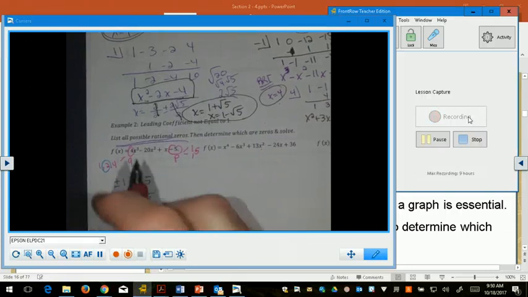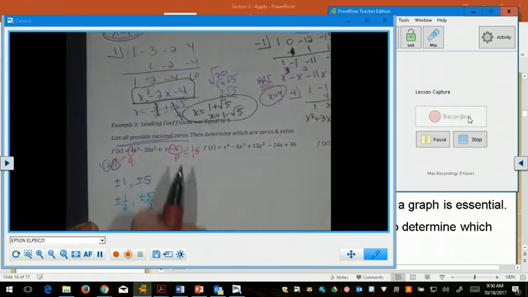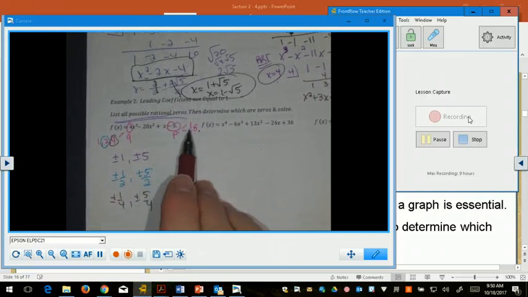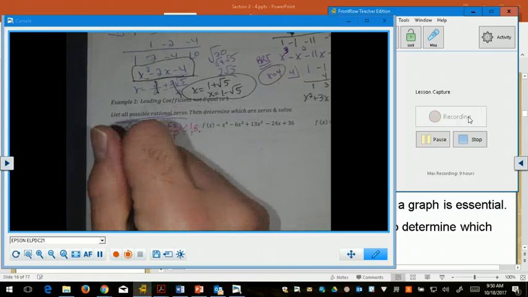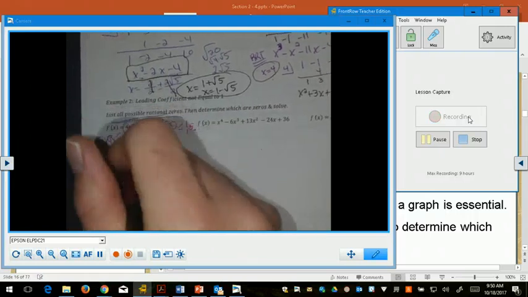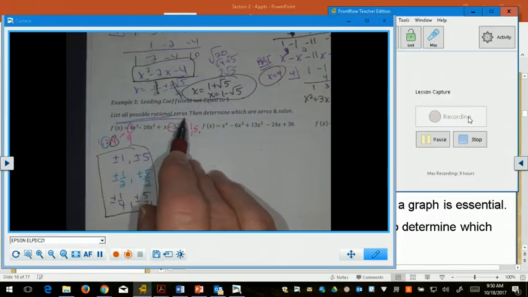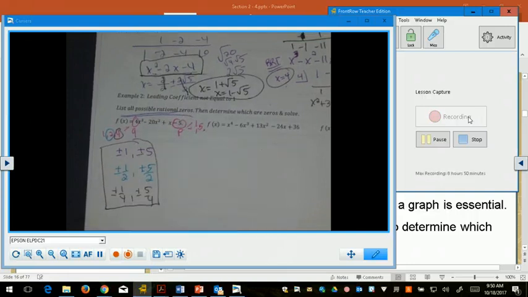When I divide by 3, or not 3, sorry, when I divide by 4, I'm going to have plus or minus 1/4, and then 5 over 4, plus or minus 5/4. So I took the two factors of p and put them over each factor of q. It gave me a list of 6 that I've listed, but since there's plus or minus, there's actually 12 possible rational zeros that were generated from that constant and that coefficient.